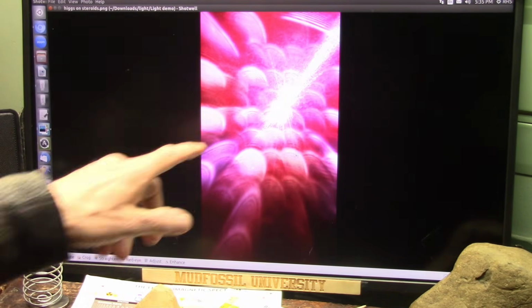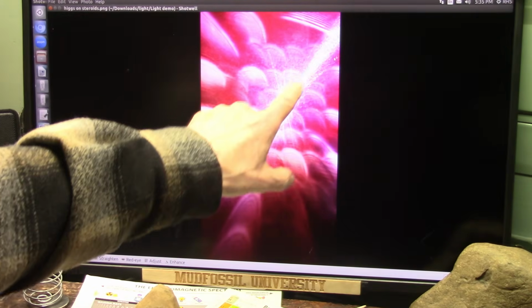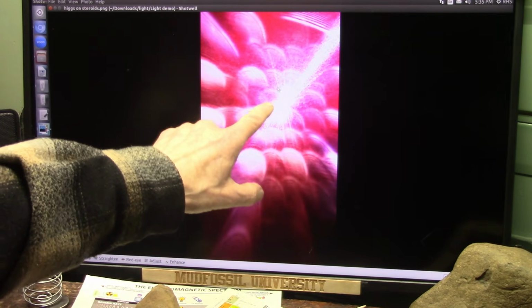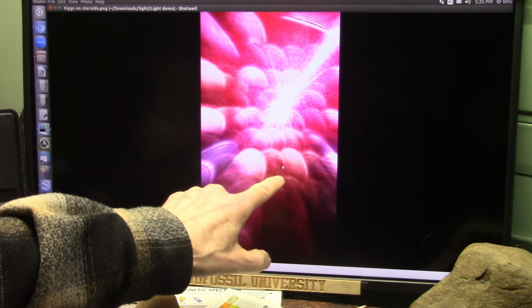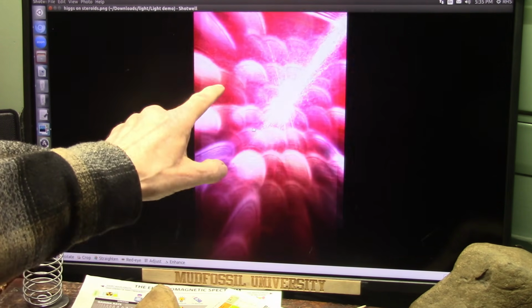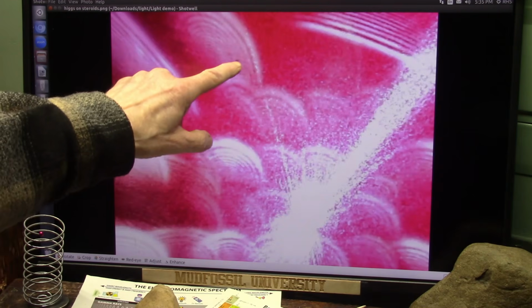This is Higgs fields on steroids. That's the white coming down. And every little white particle ends up creating a little circular field with an inner magnetic field.